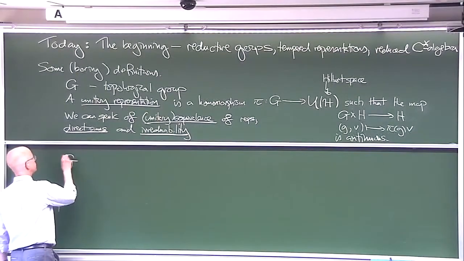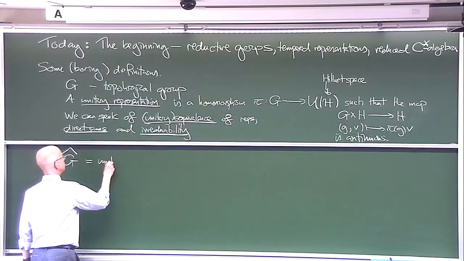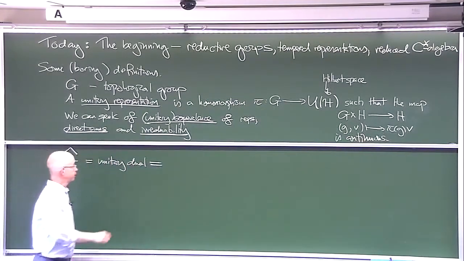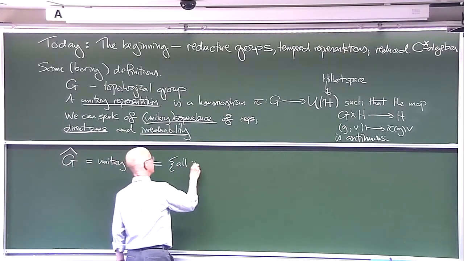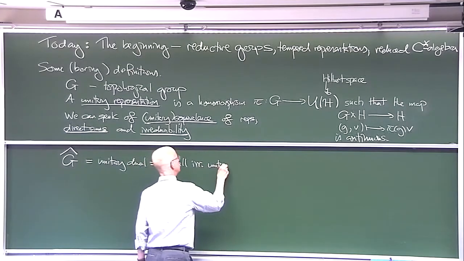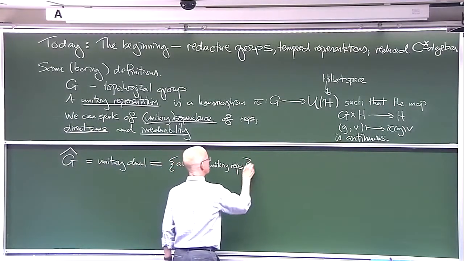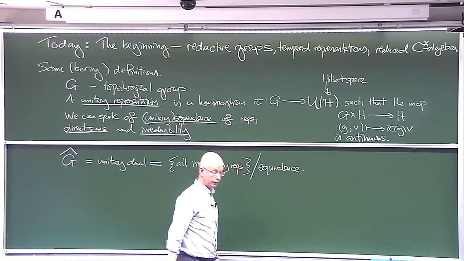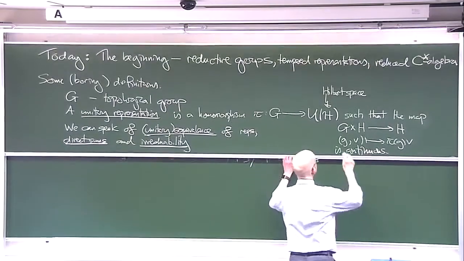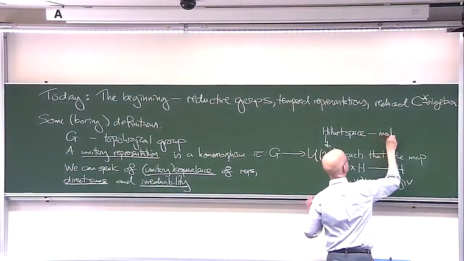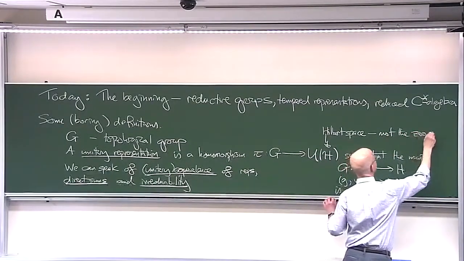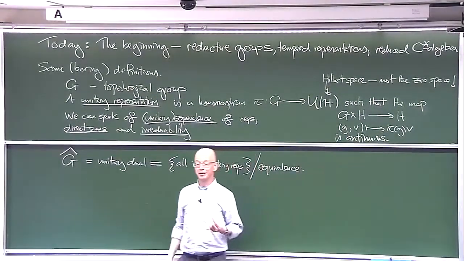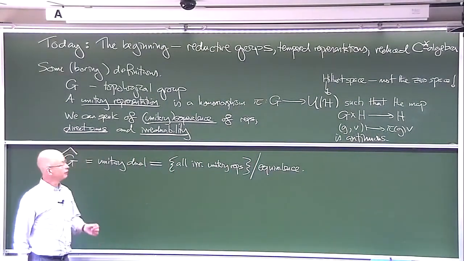And then you can build this space here, G hat, the so-called unitary dual. It's just all irreducible unitary representations up to equivalence. Let me just make one small point here. The zero Hilbert space is a legitimate Hilbert space, but it doesn't make a legitimate representation.